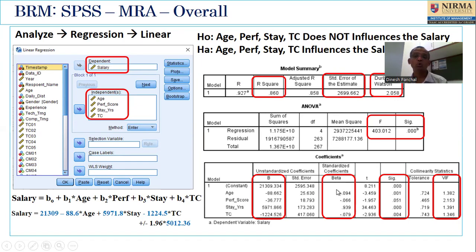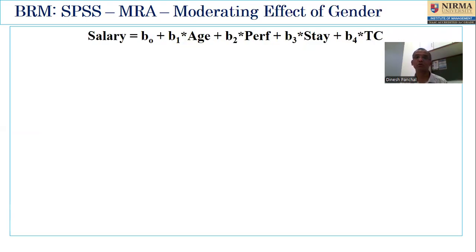But now, once we establish a relationship between the independent and dependent variable, we want to check whether this relationship is impacted by something else or not. That we call a moderation analysis. For example, does gender influence the relationship between age and salary? Diagrammatically, in your research framework, it may be something like this.